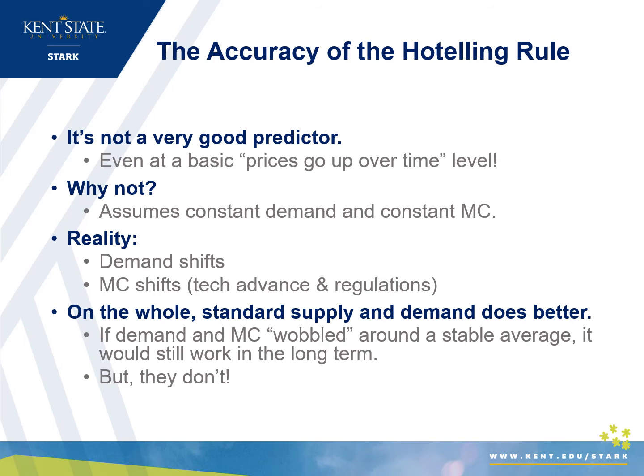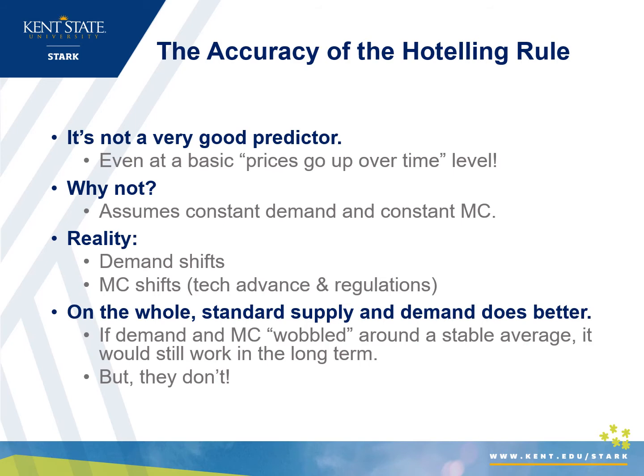Now, if it were the case that demand shifts were just temporary, so demand would shift one period but then tend to shift back the next, in a sense, I would use the term wobble. So demand is not perfectly constant, but it wobbles around a relatively stable average. Or the same thing with marginal cost: if it's sometimes higher, sometimes lower, but wobbles around a stable average, then we'd still expect the Hotelling rule to work in the long term, just things wouldn't look as smooth. So we'd have a jagged line around the trend that Hotelling would predict.